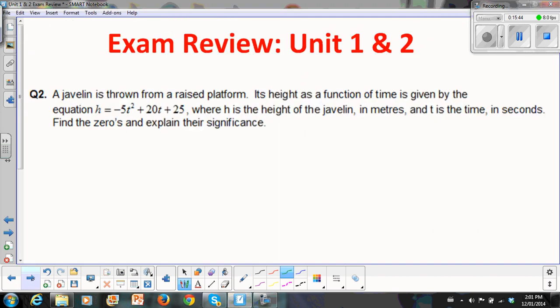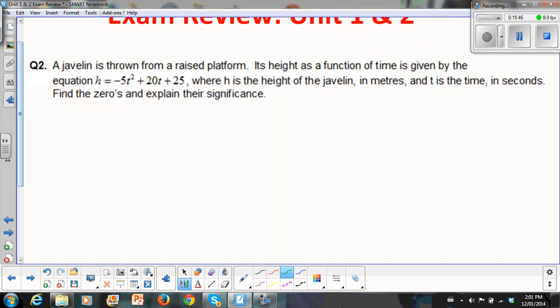Okay, next example. Application. This could be similar to what you can expect on the exam for application. A javelin is thrown from a raised platform. Its height is given by this function here.